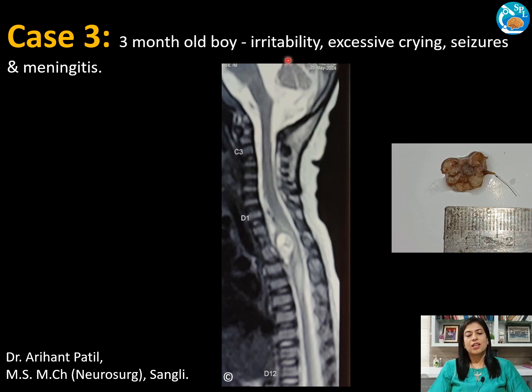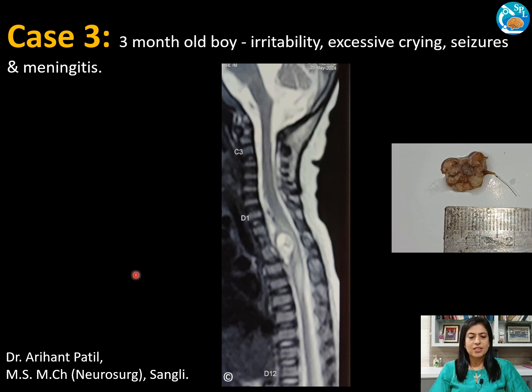Now case 3 is a baby, a 3-month-old boy who was brought by parents saying the baby had irritability, excessive crying, seizures, and also the baby presented with signs of meningitis. Now his MRI revealed a well-defined predominantly cystic lesion within the upper dorsal canal at the level of D2 to D4, measuring approximately 9 into 10 mm. It showed internal low signal intensity and moderate canal stenosis and short segment cord edema.